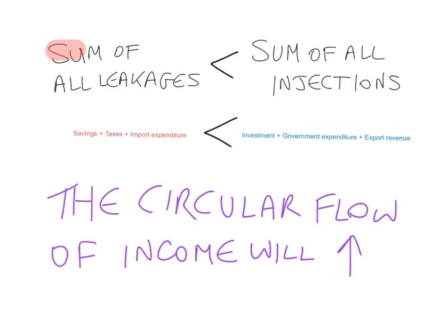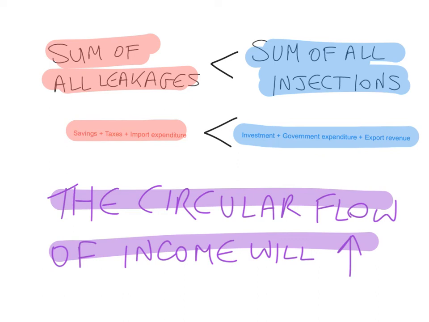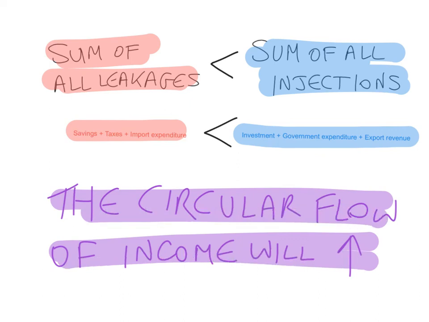Similarly, if the sum of all leakages, so the total savings, taxes, and import expenditure, is less than the sum of all injections, so the sum of investment, government expenditure, and export revenue, is greater than the sum of all leakages, the circular flow of income will increase because there's more money being injected into the economy than there is leaking out of it.